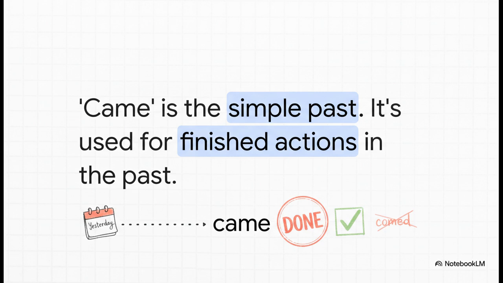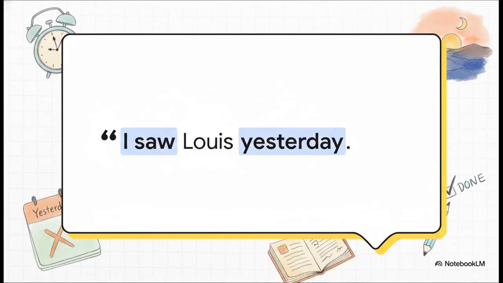And that is exactly why comed is just wrong. It's trying to force a regular rule onto a verb that's proudly irregular. The source material gives a great example of a really common mistake that's related to this. People might say something like, I have seen Louis yesterday, but because yesterday marks a finished time in the past, you have to use the simple past tense. So, I saw Louis yesterday. It's the exact same principle as I came home yesterday. The simple past is for actions that are completely over and done.